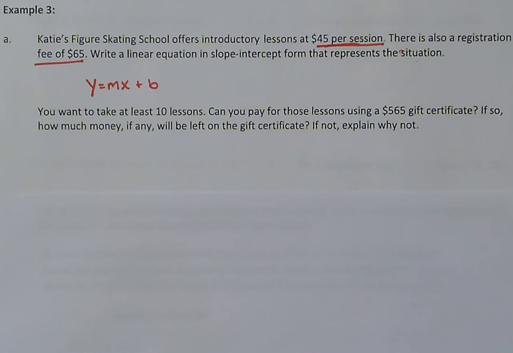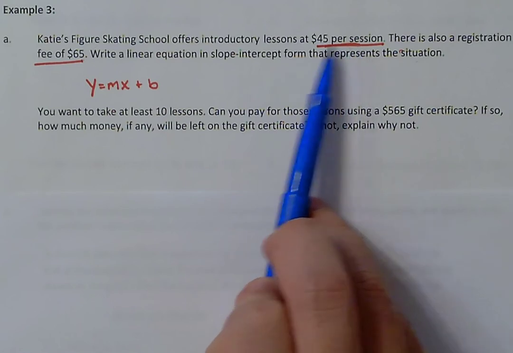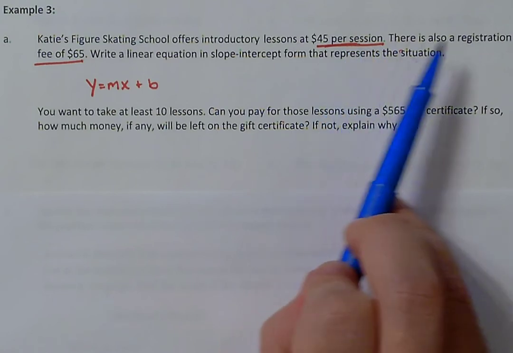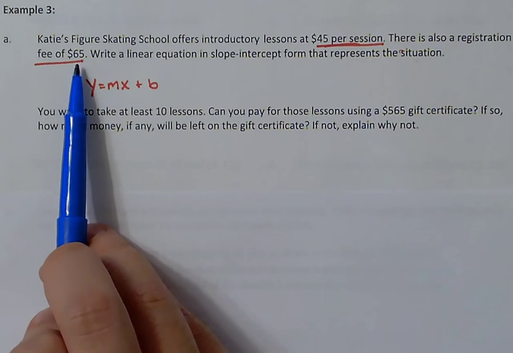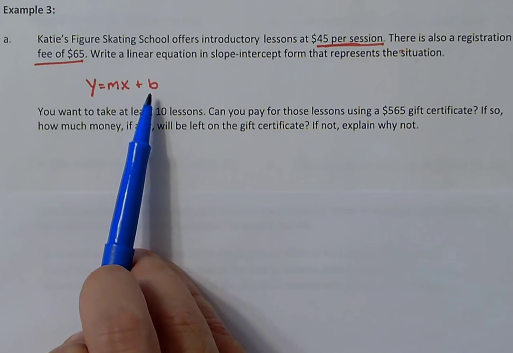Now, when we're talking about a story problem, your slope is a rate of something per something. Your y-intercept is going to be an initial or a starting value. Because Katie's figure skating school charges $45 per session, this is our rate: every session it's $45. There is a one-time registration fee of $65. I don't keep paying $65. You pay it once and you're done. So that needs to be my b value.